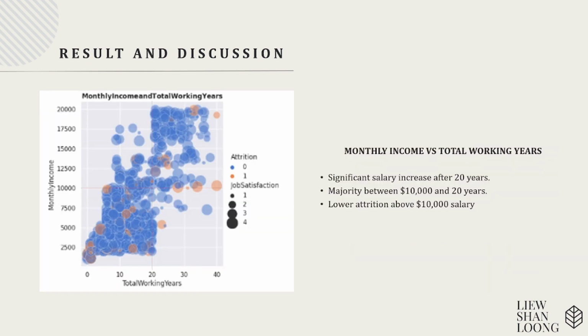Let's look at monthly income versus total working years. So, among the 1,470 respondents, we can see that salary increases significantly after they work 20 years. And the majority of workers earn between $10,000 and 20 years. And there is a lower attrition rate when the salary is above $10,000.